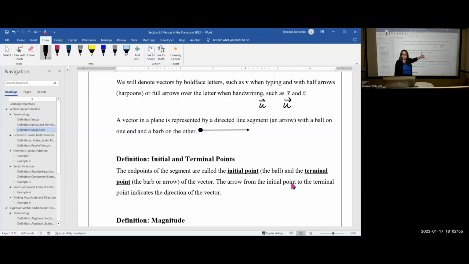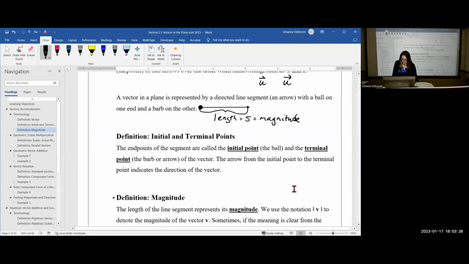So the initial point is where it starts, and the arrow is at the terminal end, the direction that it's traveling in. Now, the magnitude of it is actually the length. So when you're talking about the length of this thing, if the length is 5, that's the magnitude. So that is the magnitude part of the vector. And then the direction is the direction that the arrow is pointing if you go from the initial point to the terminal point where the arrow is.